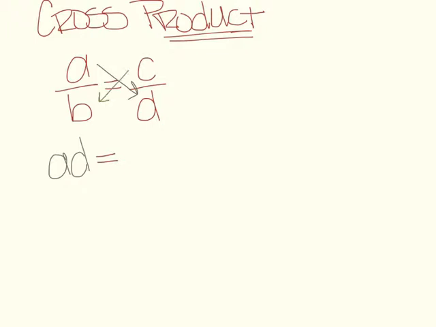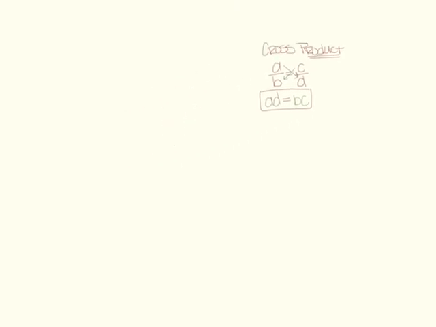So if I had something that looked like A over B equals C over D, this is a perfect time to use cross product strategy. And I do that by taking the numerator of one times the denominator of the other and setting that equal to the numerator of the other times the denominator of the first. So A over B equals C over D would yield the product AD equals BC. This is cross product strategy. So let's take a look at how this works for you.